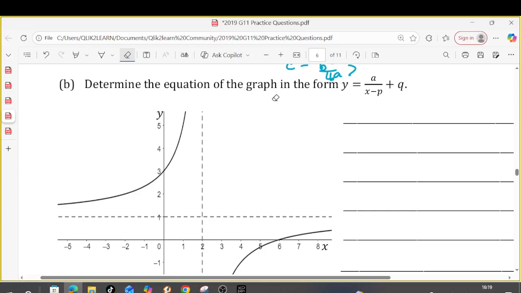So determine the equation of the graph in the form y equals. So look at this question. Let's see what we have here.